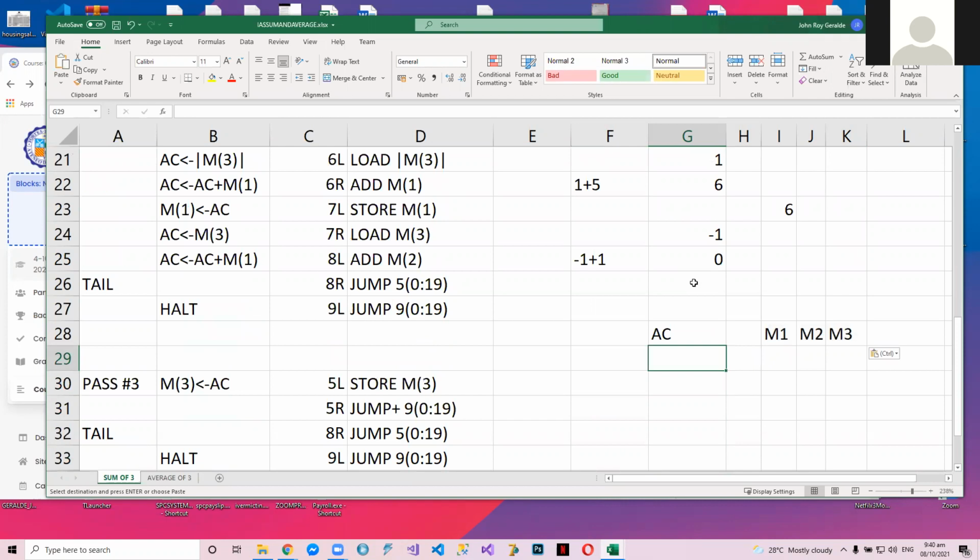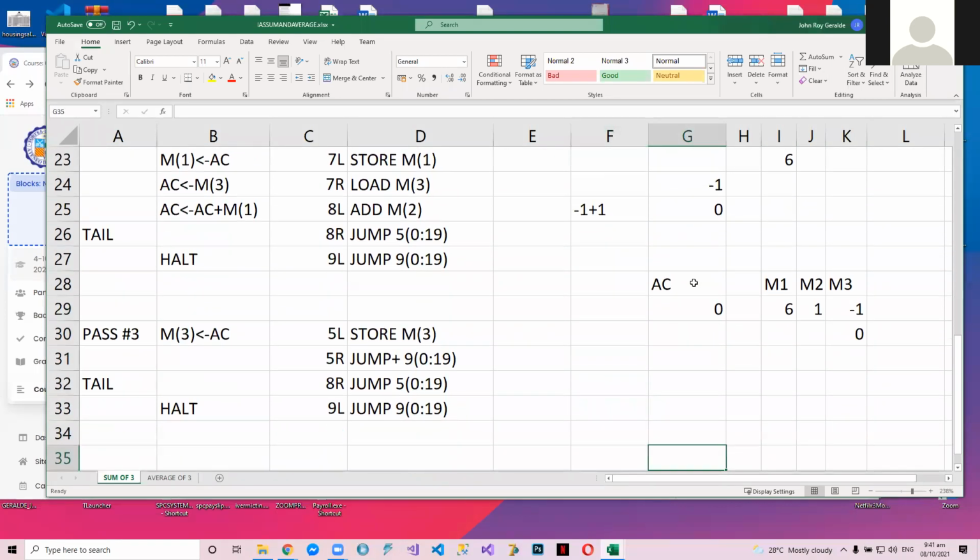So our accumulator is 0. Our M1 is 6. Our M2 is 1 and our M3 is -1. Okay, -1 ba? Let's look up. Yes, it's -1. And then we store M3. So M3 receives the accumulator. This becomes 0. Then jump plus. Will we jump? Yes, because it's now a 0. So we'll go to 909 here. So we'll now get a whole. Okay, and our answer is 6, which is the correct answer.